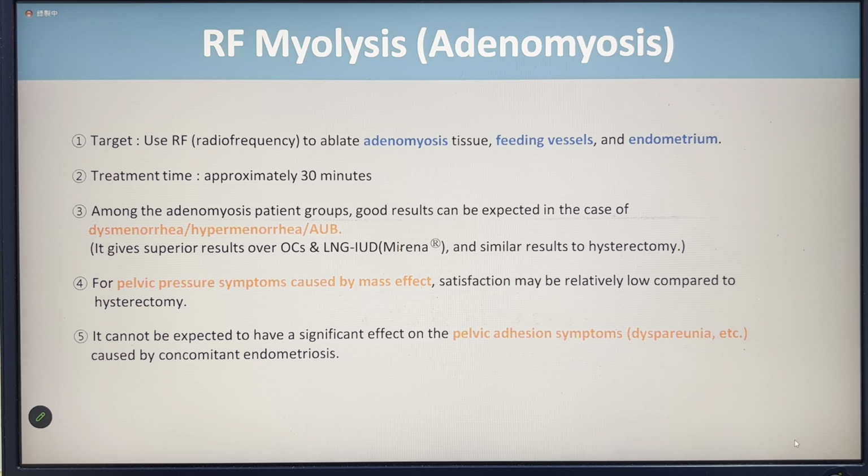Next is adenomyosis. Target is adenomyosis, feeding vessels, and endometrium. It takes about 30 minutes. Among the adenomyosis patient group, good results can be expected in the case of dysmenorrhea, hypomenorrhea, and AUB, and for pelvic pressure symptoms caused by mass effect the satisfaction level can be decreased. It cannot be expected to have a significant effect on the pelvic adhesion symptoms like dyspareunia caused by concomitant endometriosis.